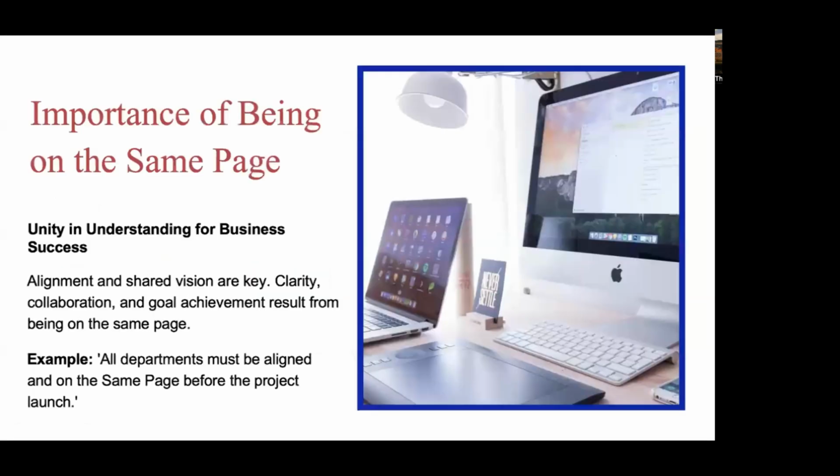On the same page. The importance of being on the same page. There's unity and understanding for business success. Alignment and shared vision are key. Clarity, collaboration, and goal achievement result from being on the same page. Example: all departments must be aligned and on the same page before the project launch.